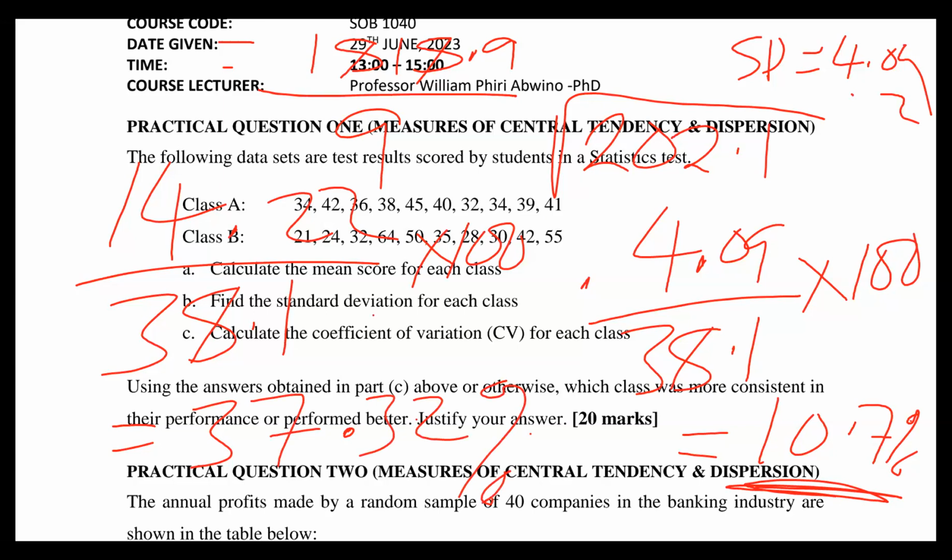Then you are told to use the same answers and assess which class was more consistent in its performance, the one that performed actually better. Which class was more consistent? I think class B. Oh, no. Why do you say so?